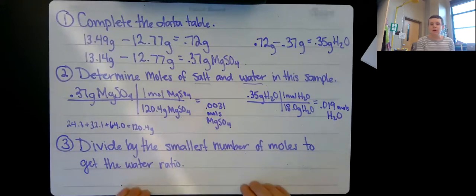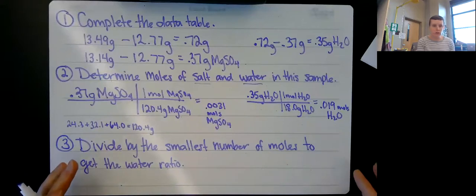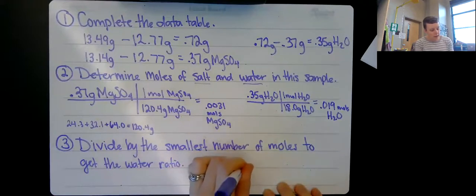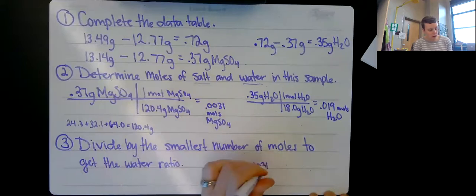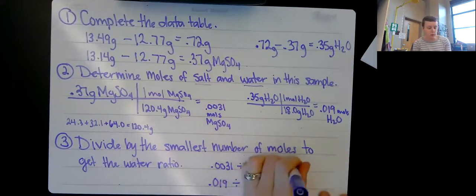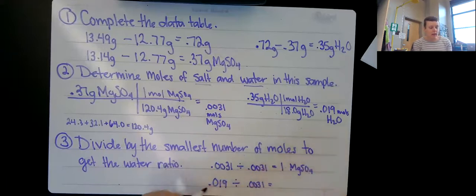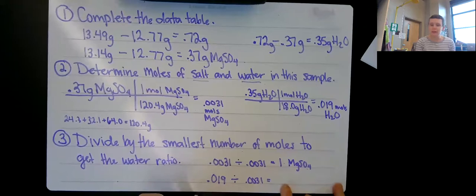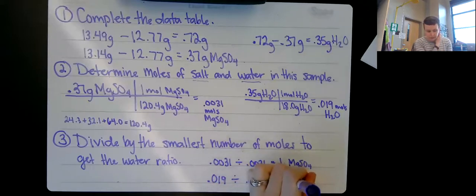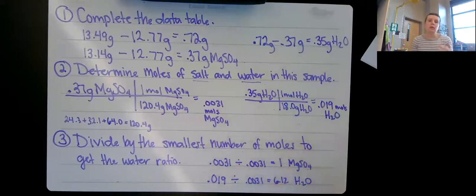We're going to divide both of these by the smallest number of moles, just like we do in an empirical formula. So we have 0.0031 and we have 0.019. We're dividing both of them by 0.0031. Remember, you should always get 1 for one of your answers because you're dividing it by itself. So this is 1 magnesium sulfate. And then you should get a number that's bigger than 1 for the other one. Otherwise, you didn't divide by the smallest number. When we do this, we get 6.12 waters. Okay? Now, in an empirical formula calculation, I told you it will either turn out to be a whole number, or it will end up being something that's a recognizable fraction that we can work with and multiply and yada yada. Okay?